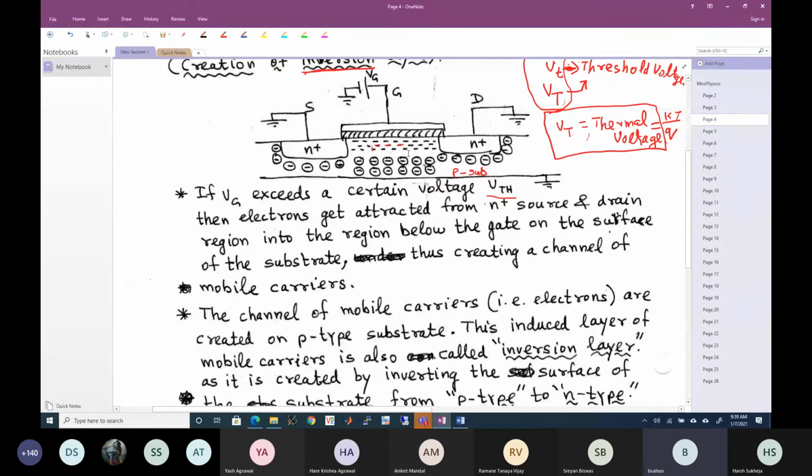And of course, the current flowing between the drain and source depends on the mode, we'll get into that, whether it is a constant current or a current which is a function of the drain-source voltage as well. So the current flowing between the drain and source can be a function of the gate voltage and a function of the drain voltage. So it is a function of two variables.